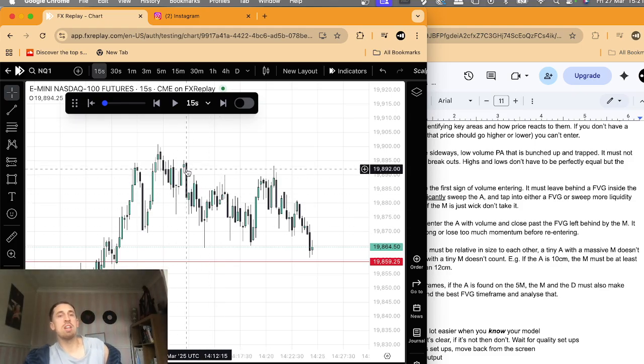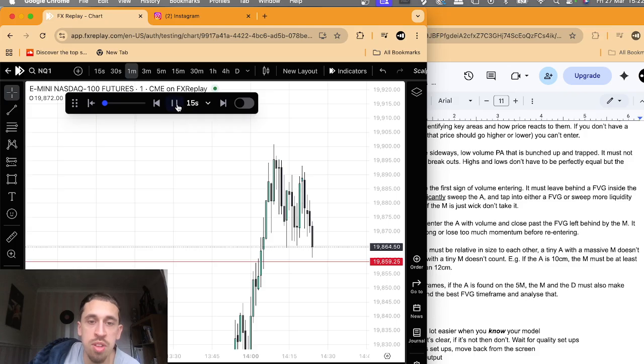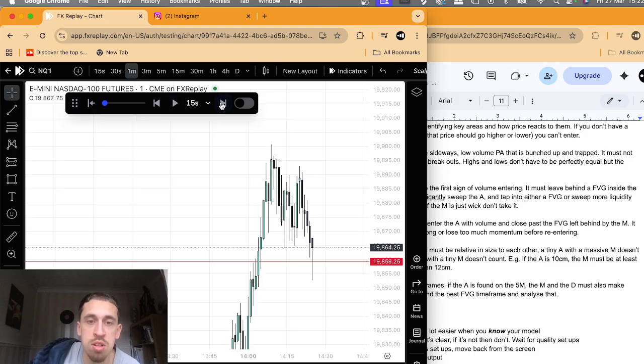Where's the clear stuff here? There's no volume entering out of nowhere. There's no strong push past. There's just nothing. Those kinds of setups, I wouldn't even waste my time considering them.